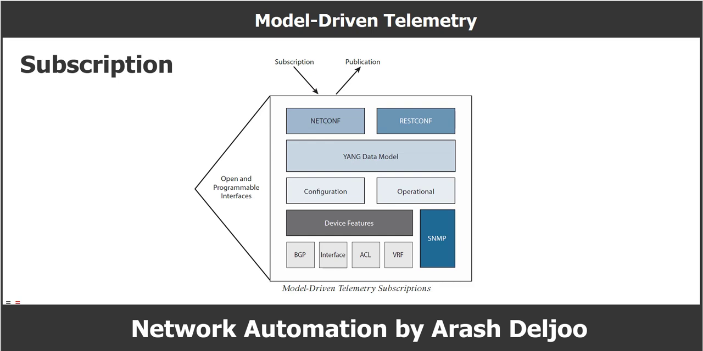There are two types of subscription: periodic and unchanged publication. This figure illustrates subscription in a model-driven telemetry. Let me explain about two types of publication: the periodic publication and also unchanged publication.